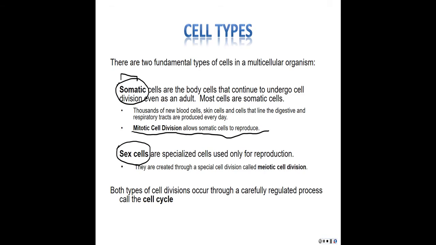The way sex cells are created is through a special kind of cell division we call meiosis, or meiotic cell division. And remember that both of these, meiosis and mitosis, cells going through either one of those still progress from G1 to S to G2. It's just the M that's different. So here we go.